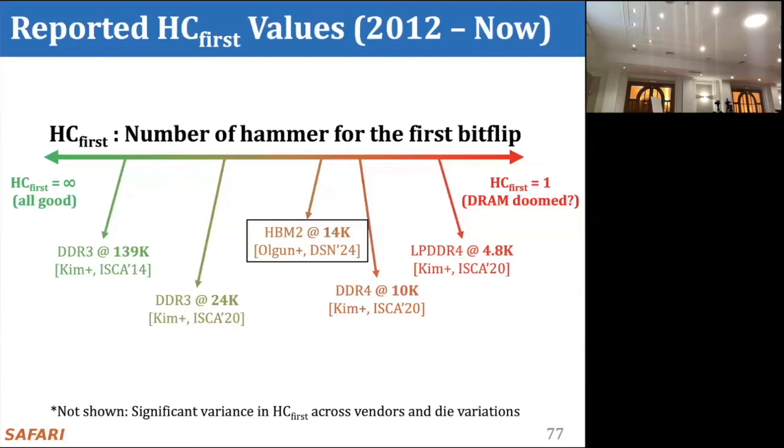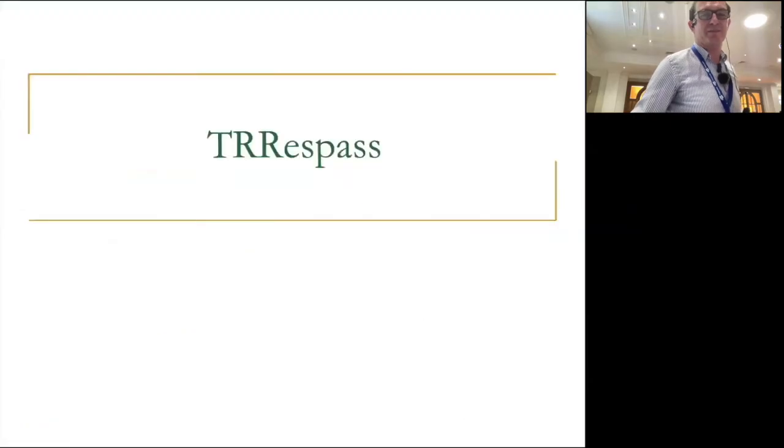This is a recent number from HBM. It's about 14K, but I should say that the technology node of this HBM is larger than this LPDDR4, because that's the HBM we could have access to currently. It's good to do these studies so that you can understand where you are in the vulnerability spectrum. Any questions? Okay, so let me talk about the second work that we did.